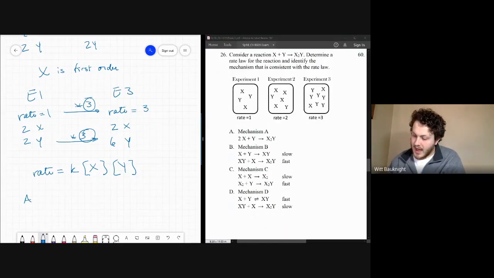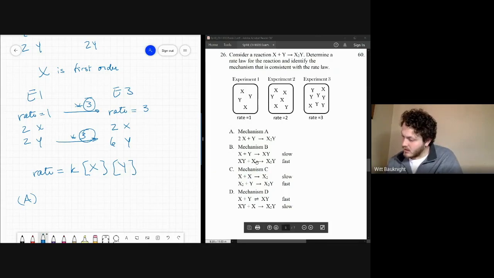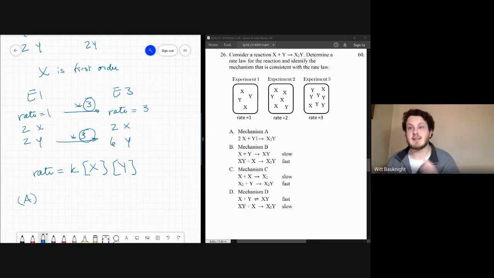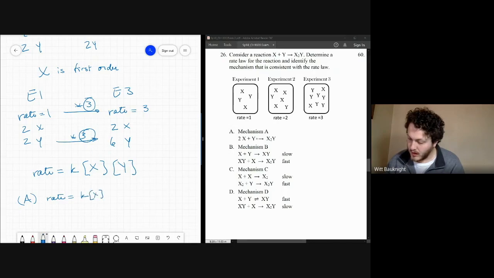So reaction mechanism A. Let's look at this. Well, there's only one step, so it's really easy to determine. The one and only step is the rate determining step. And that would mean that the rate is equal to kx squared y, because in these mechanisms, the coefficient is the order. So this suggests that it's second order, so A is not correct.